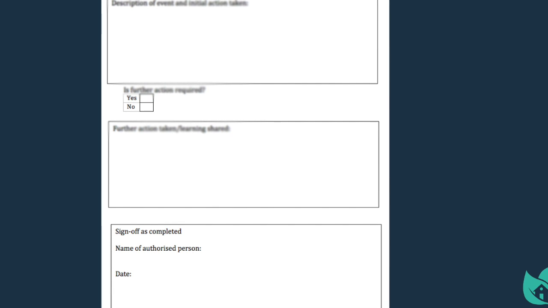Now, we're not worried about what's written in there. We're not worried about the spelling. We're not worried about grammar. If you draw a picture, it's fine. What it is is a way of you recording any actions that you've taken or any questions or meetings that you may have had to discuss anything related to health and safety.